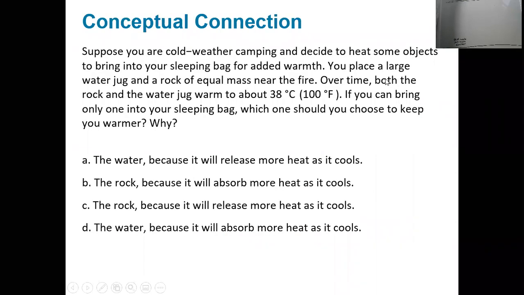All right, so let's think about this for a second. Suppose you're cold weather camping, you decide to heat some objects to bring in your sleeping bag for added warmth. You place a large water jug and a rock of equal mass near the fire. Over time, both the rock and the water jug warm to about 38 degrees Celsius. If you can bring only one into your sleeping bag, which one would you choose to keep you warmer? And why? So think about this for a second.